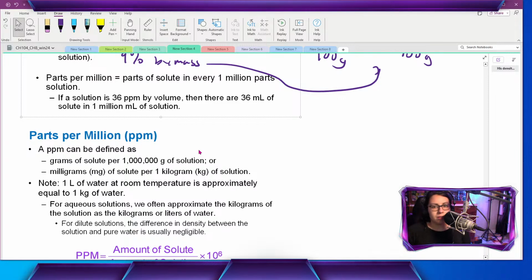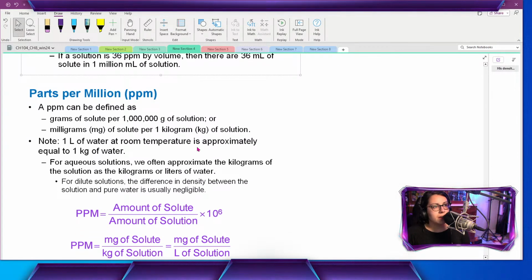And so let's look at parts per million. Parts per million can be thought of, of course, as a million, so 1 times 10 to the 6. So it's 1 per 1 million. How many in versus a million particles?